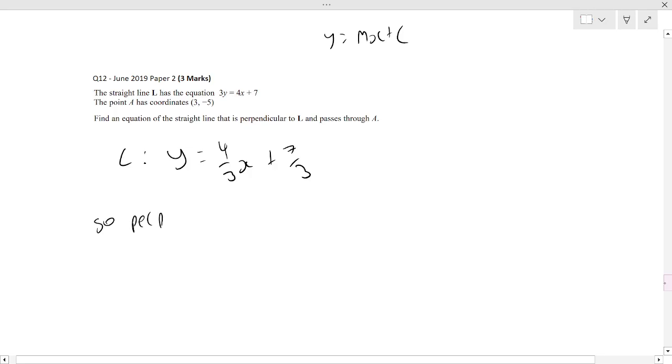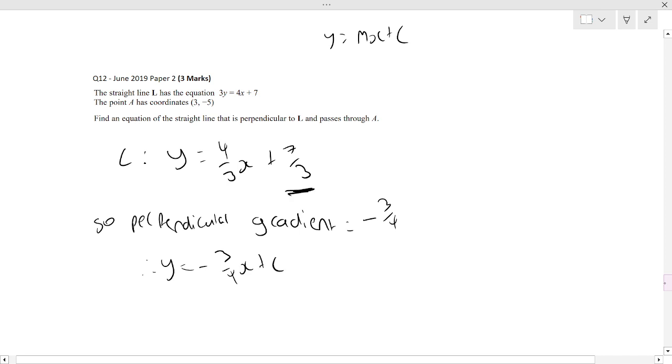Therefore m, the gradient, is 4/3. So the perpendicular gradient is going to be minus 3/4, because we take the reciprocal of 4/3, which is 3/4, and then make it negative. So y for our perpendicular line is going to be minus 3/4 x, add c. This is not the same c as before, because it's not passing through the same points. It's just perpendicular.